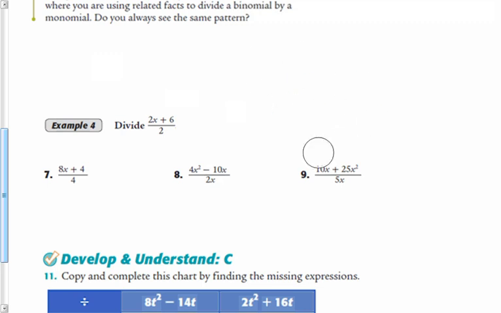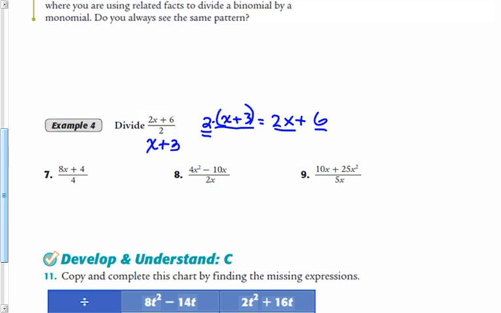When I'm dividing 2x plus 6 by 2, let's try and think of what number times 2, put it down there, equals 2x plus 6. All right? So now I know that I'm multiplying by 2 and I need to get 2x, so I need to multiply that by x. And then what number times 2 is 6? And that is 3. So my answer when I divide this is x plus 3.